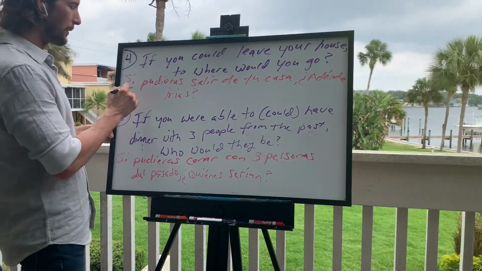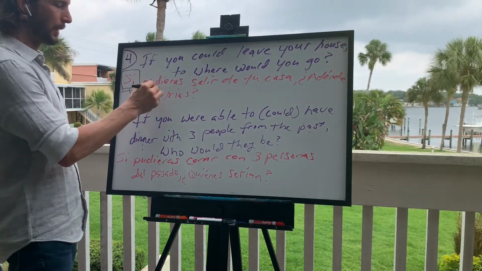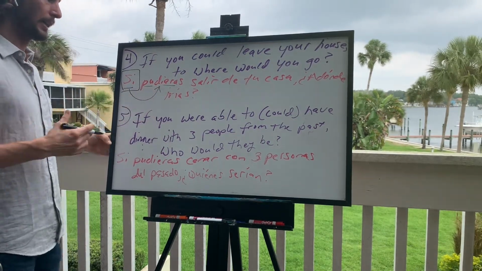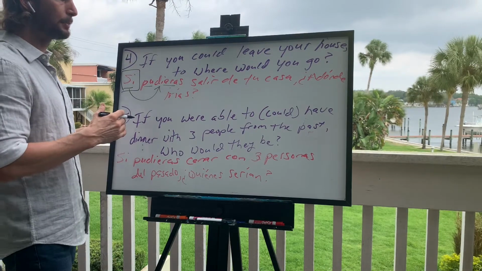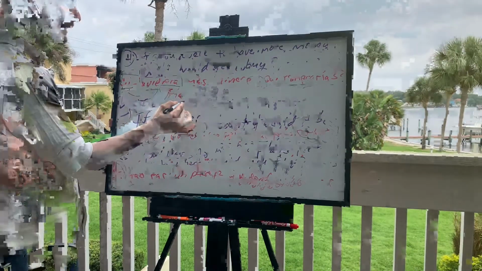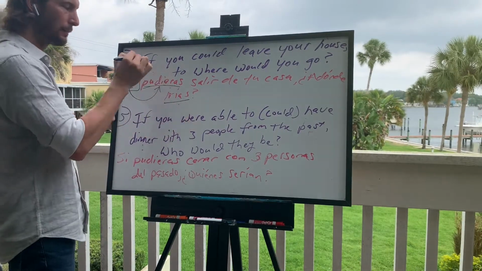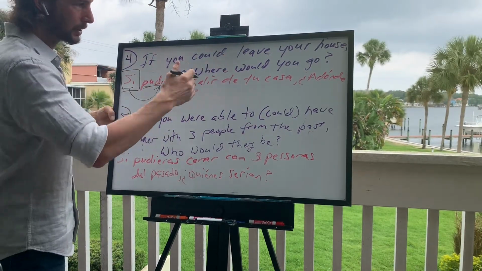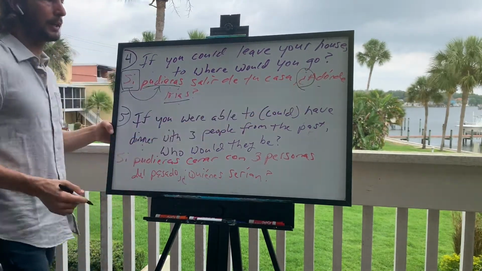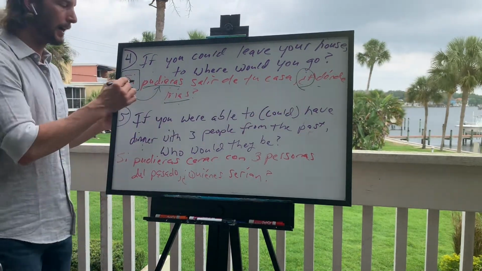So again, si is paired with the past subjunctive, right? That's something that you've got to have. So, si pudieras salir de tu casa, ¿a dónde irías? So, si pudieras and then irías. So, conditional, past subjunctive. If you were able to leave your house, to where would you go? Again, question mark and ¿a dónde irías?